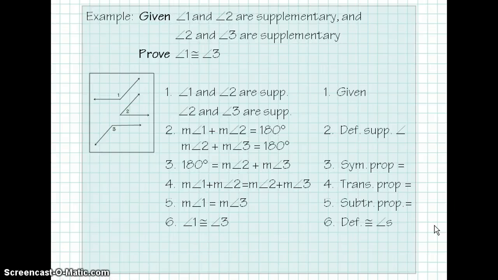You want to be careful when you're doing these that if I'm asking for these two angles to be congruent, you go all the way out to this. You don't just leave it at the measure of angle 1 equals the measure of angle 3. I know that if they're equal, they're congruent, but you have to make sure your last step is whatever it is you're trying to prove. And don't skip this step right here.